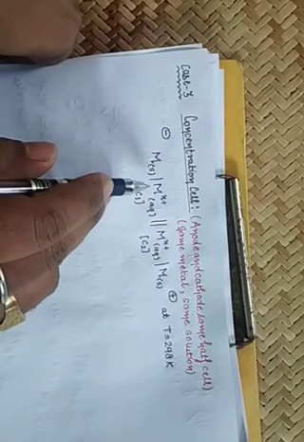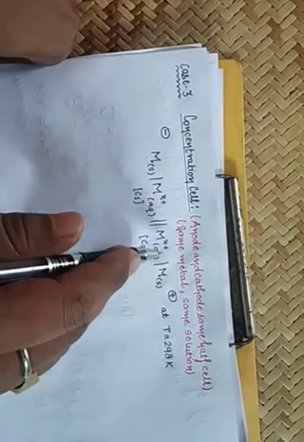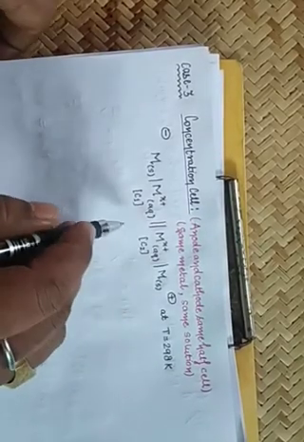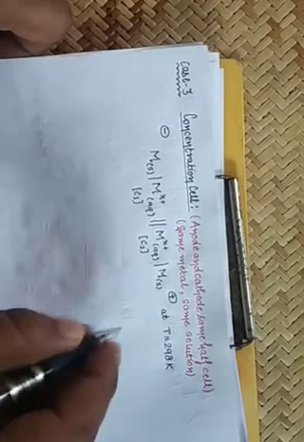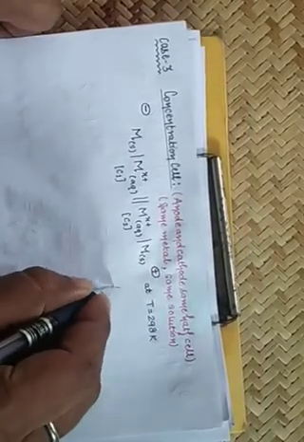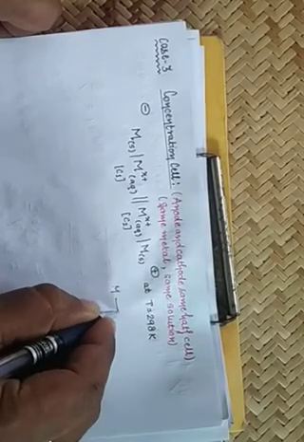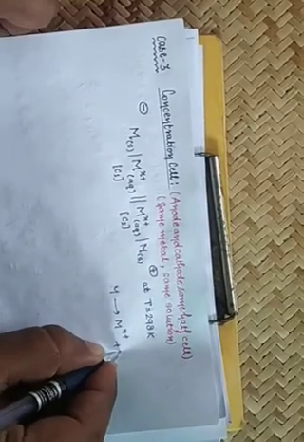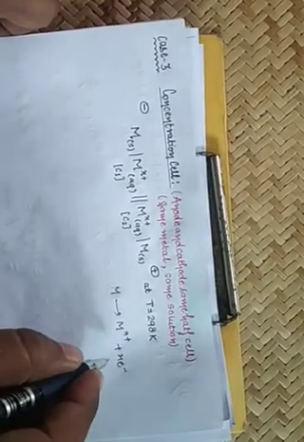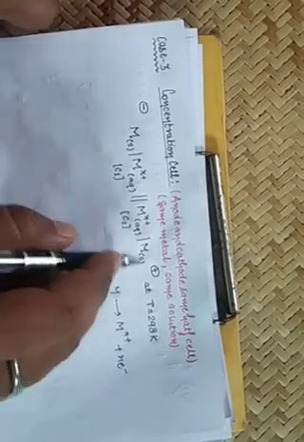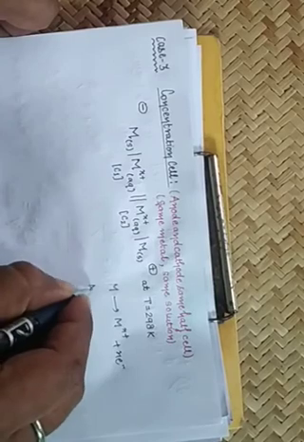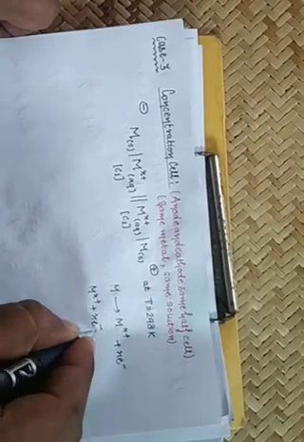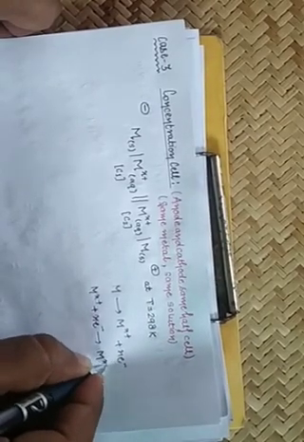Now in this case, M solid converts to Mx plus, and Mx plus converts to M solid. Clear? But in this case the concentration of the two solutions is different. Here M converts to Mx plus, which means x electrons are released. This is oxidation. Left hand side is always oxidation and right hand side is reduction. Now Mx plus gains these x electrons.